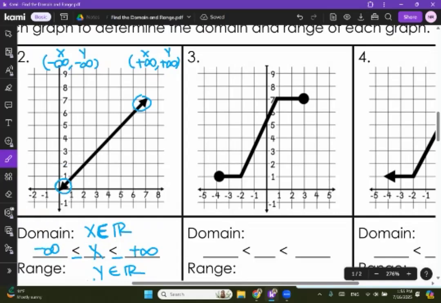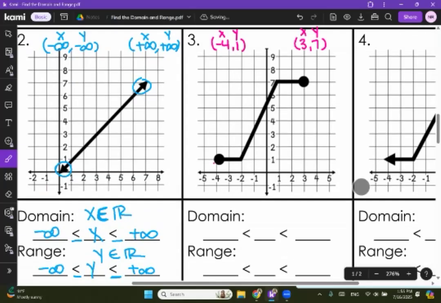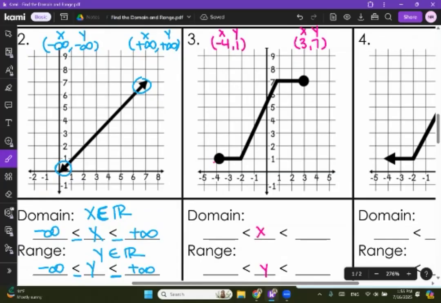Let me change color. This point over here, negative 4, 1. This point up here, 3, 7. X and Y, both of them are closed circles. So I'm just going to avoid making mistakes and go ahead and underline them. Smallest x value, negative 4. Largest x, 3. Smallest y, 1. Largest y, 7. Done.